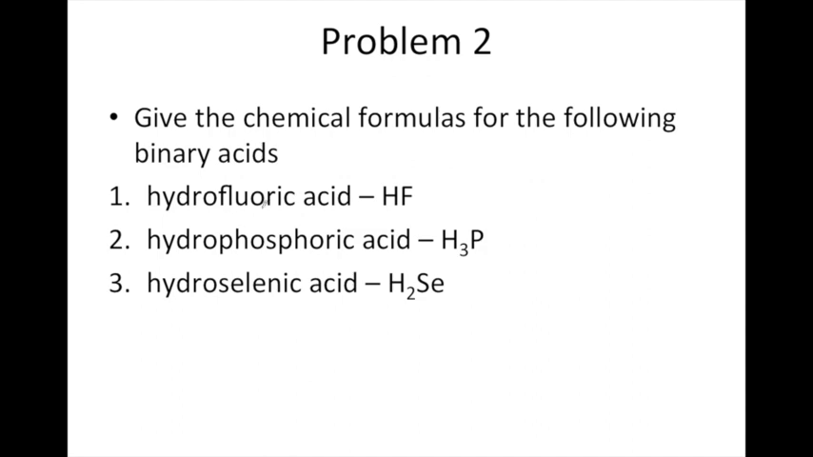So hydrofluoric acid, that's going to be HF. Hydrophosphoric acid, phosphide has a -3 charge. Hydrogen is a +1, so we need 3 hydrogens, so H3P. Hydroselenic acid is going to be H2Se. The selenide ion has a -2 charge, so we need 2 hydrogens. And again, we recognize that each of these has a monoatomic anion because all the names start with hydro, so those are all binary.